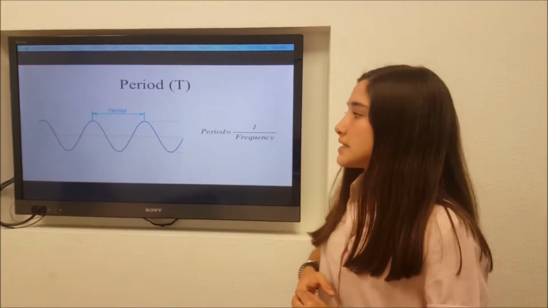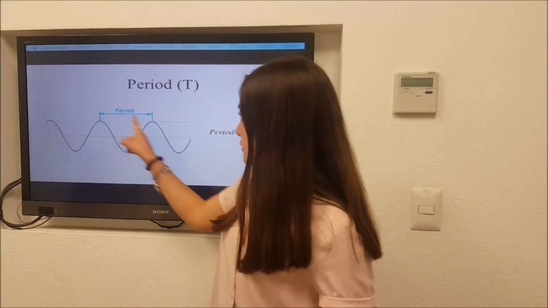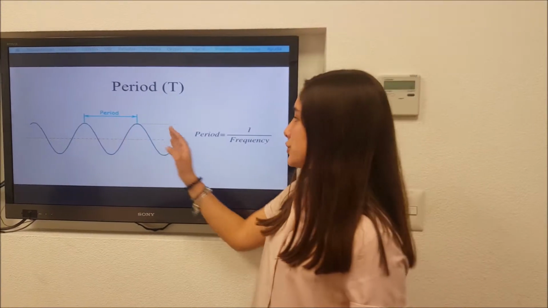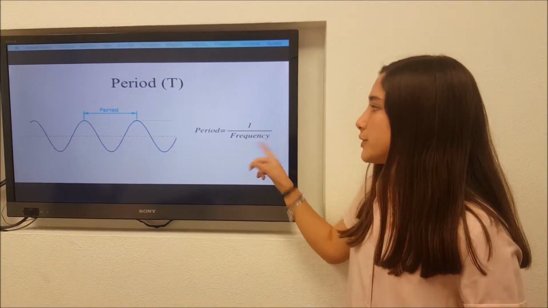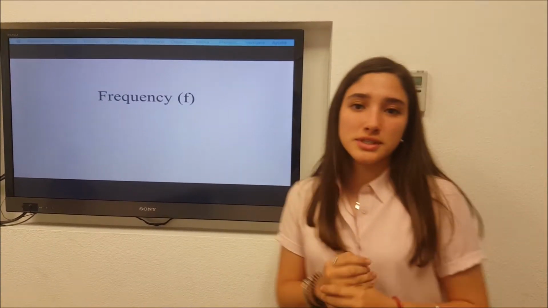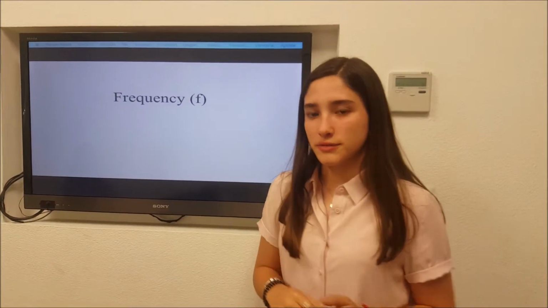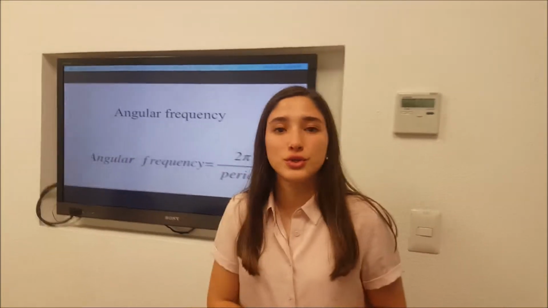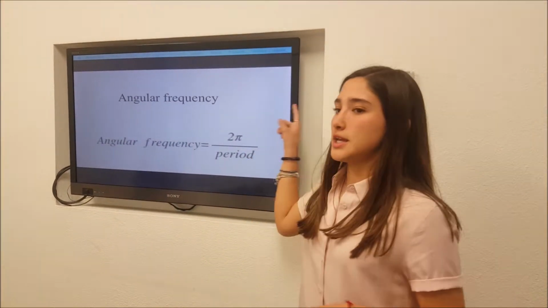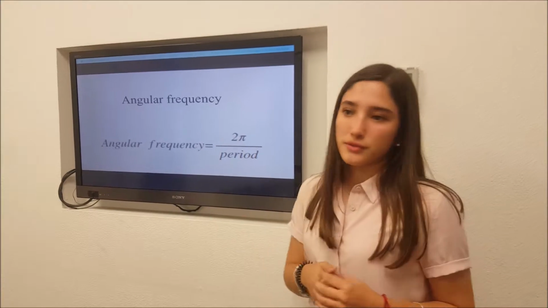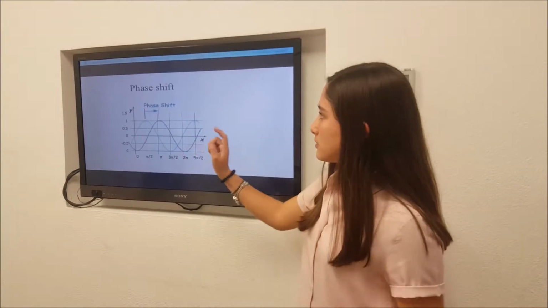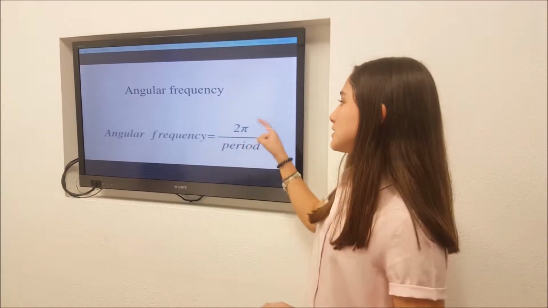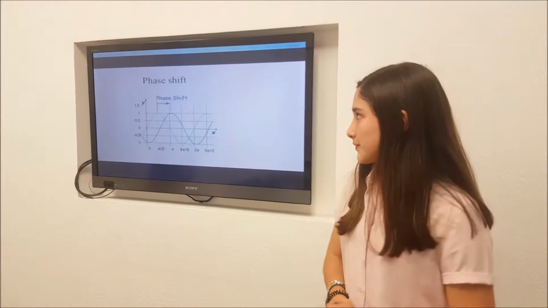The period is the length from summit to summit, or also it can be called the full revolution, and it is measured as 1 over frequency. Frequency is how often something occurs per unit of time. And the angular frequency is the number of revolutions or periods something makes in a determined period of time. Radian is the unit. Angular frequency is 2 pi over period.